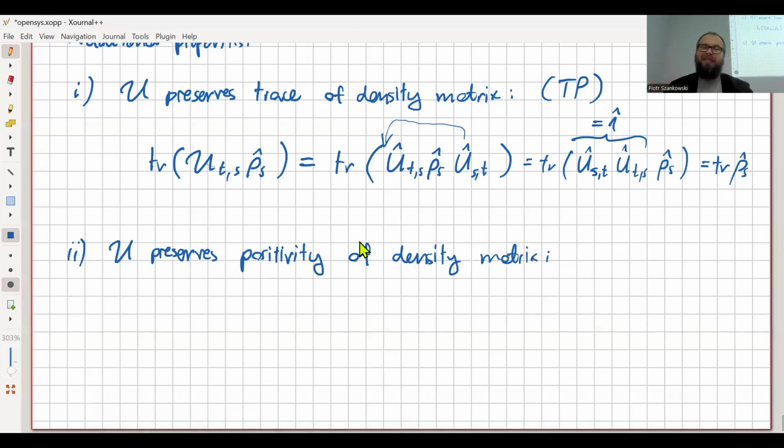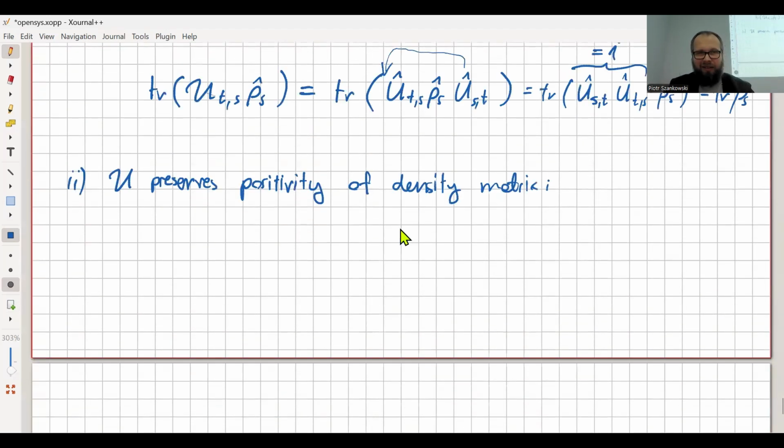Well, non-negativity, if you want to be very precise with your language. So again, if you take U_TS acted on rho_S, now rho_S is non-negative, which means that it can be written in this funny form I showed you before, as this product of square roots.